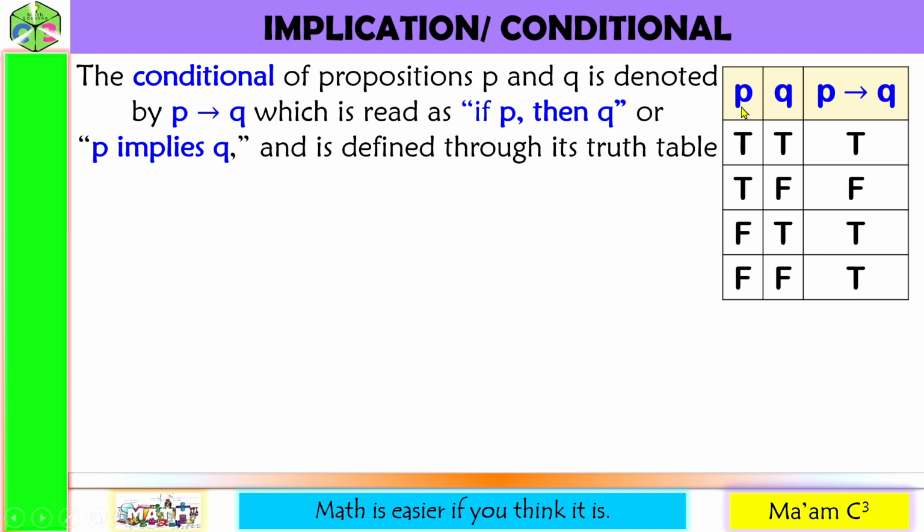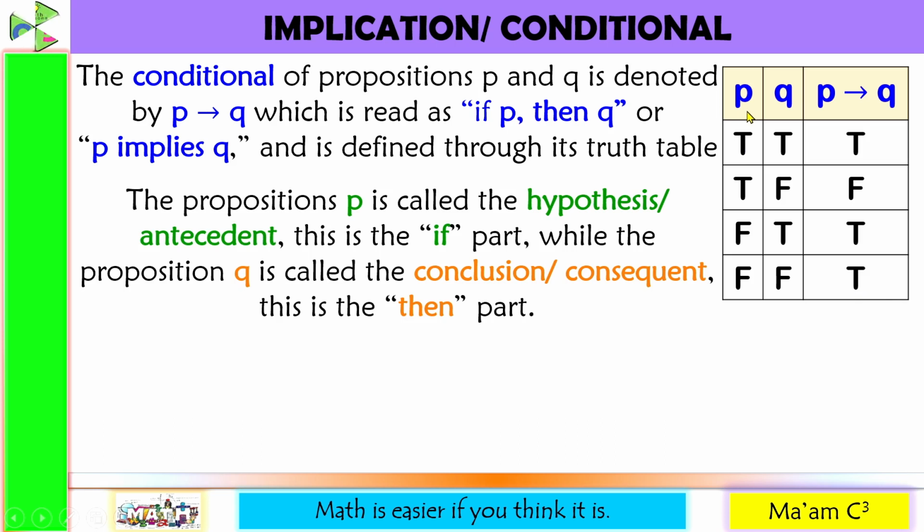The proposition P here is what we call the hypothesis or antecedent. This is the if part, while the proposition Q is called the conclusion or consequent. This is the then part.